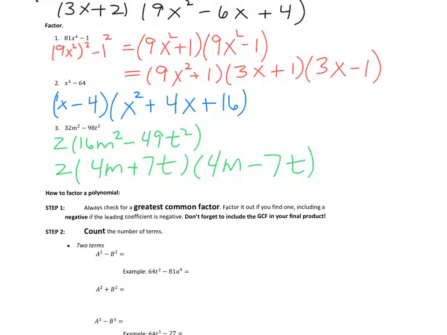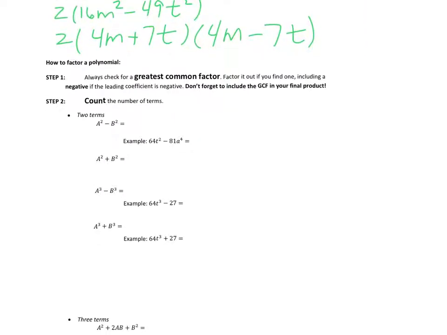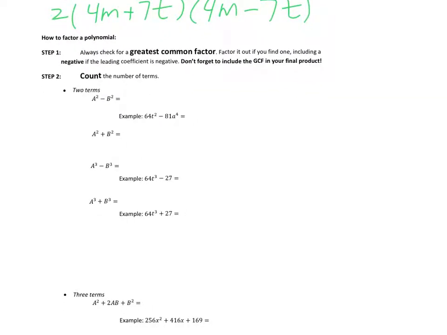All right. So carrying on, we have our strategy. So how to factor a polynomial. All right, so step 1, always check for the greatest common factor, which we've been doing this whole time. Don't forget to include the greatest common factor in your final product. And remember to factor out a negative sign. You want your leading coefficient to be positive.